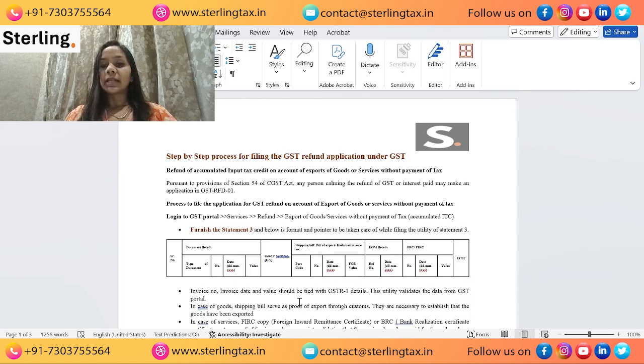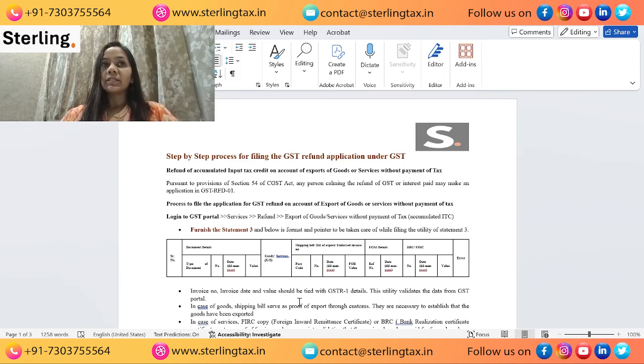First, we will understand what an FIRC copy is. FIRC is basically the Foreign Inward Remittance Certificate, issued by the banker as a realization certificate. Whenever we receive any export remittance from outside India, the bank provides it, and for that we need to furnish the details here.